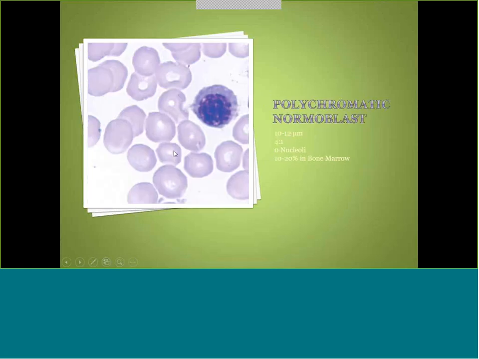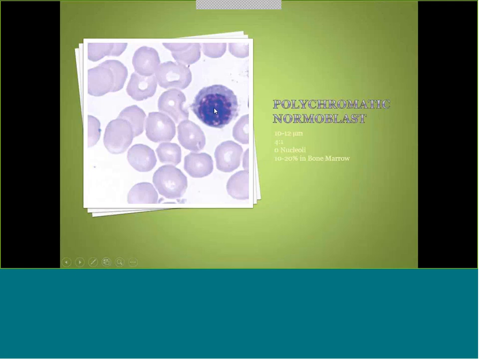So polychromatic normoblast is next. This is smaller yet, 10 to 12 micrometers. And when you look at this cell compared to the normal red cells, you can definitely see it's starting to get almost to that size. It's getting closer. The other big thing you'll notice is the cytoplasm. It's not that basophilic dark blue color anymore. It's a gray. It changed color. Now it's a lighter color.